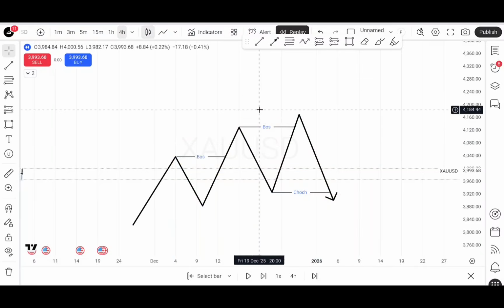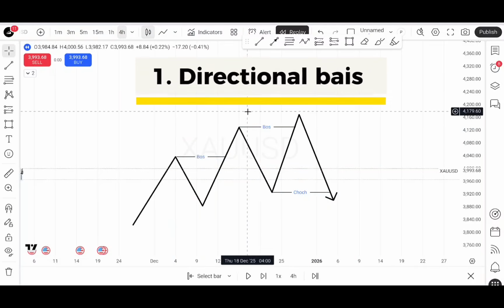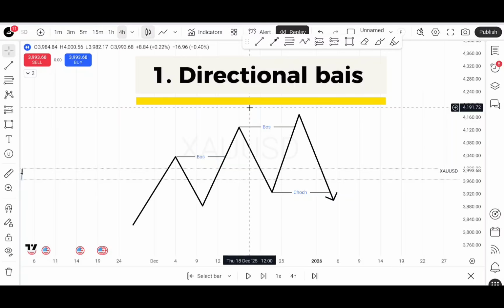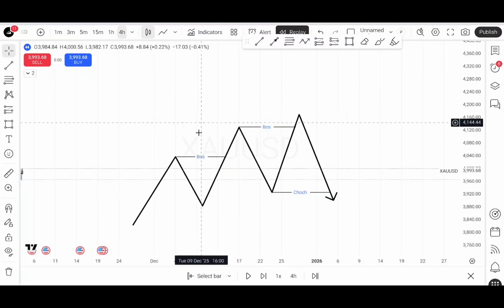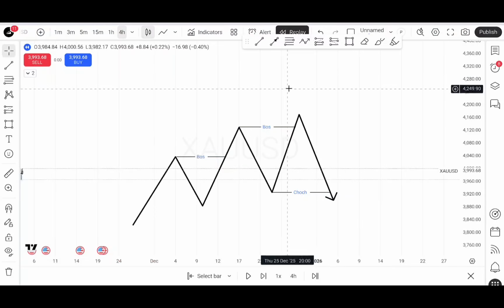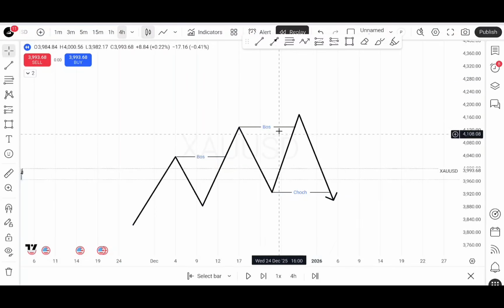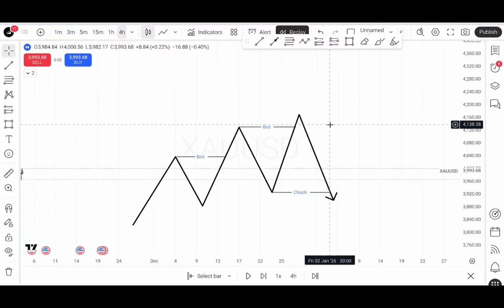So let's take the first one, directional bias. When you approach your trading view, what is that first thing that you are looking out to see in the market? Firstly, when you approach the market, you will carry out a top-down analysis. And how does this top-down analysis operate? This top-down analysis operates by properly reading the market structure.